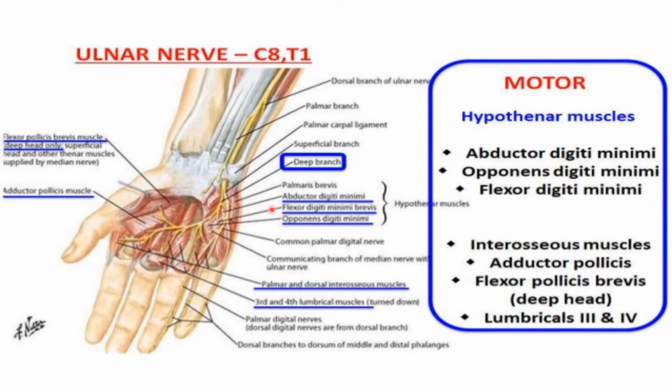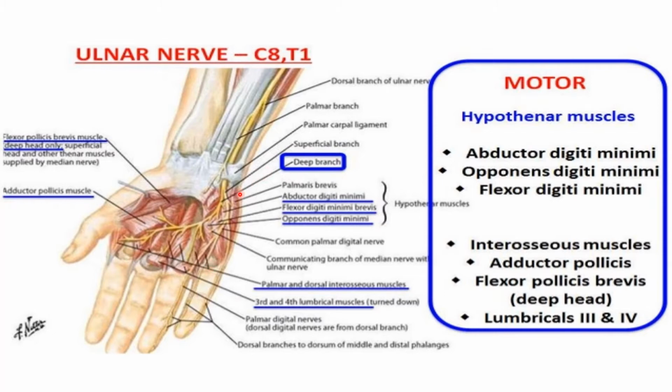muscles, which are abductor digiti minimi, opponens digiti minimi, and flexor digiti minimi. These are the hypothenar muscles, the medial two lumbricals, third and fourth, and adductor pollicis, and the deep head of flexor pollicis brevis, and all the interossei. These muscles you have studied already.